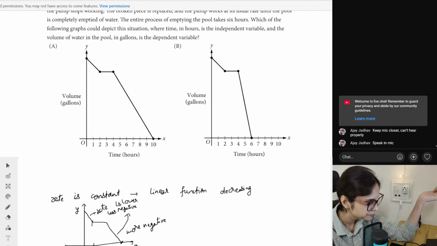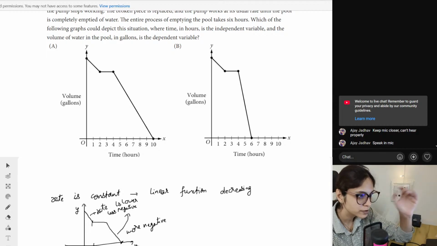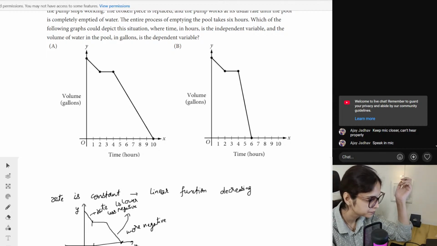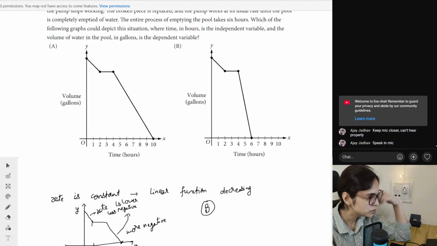Understood? Because rate is lower, so it's less negative, so less amount of water is being drained out. So the answer is option B.